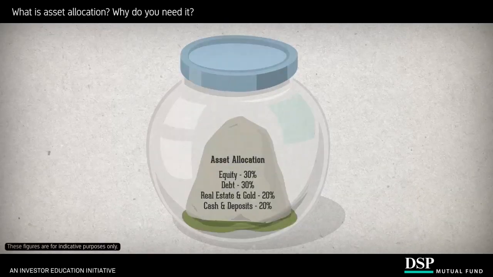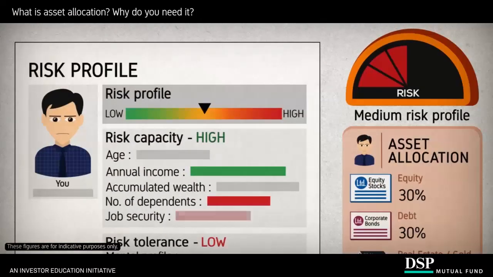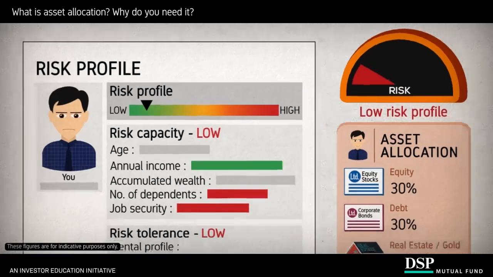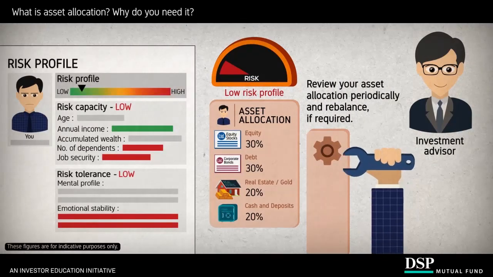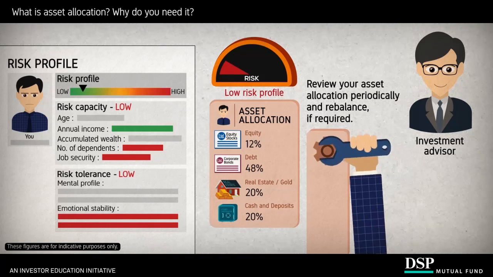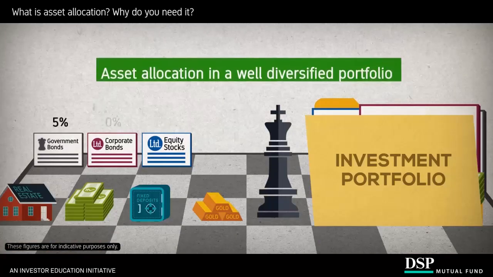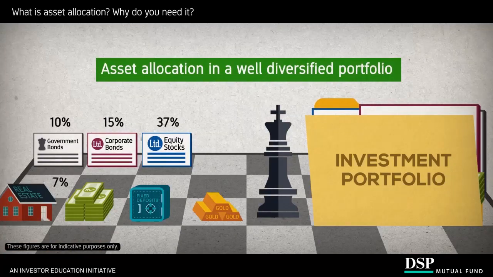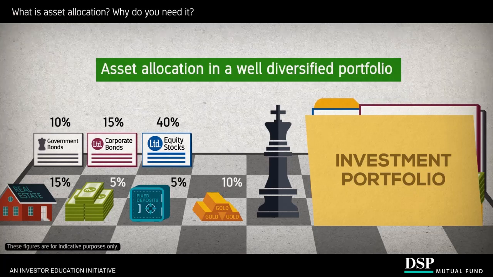Remember, your asset allocation pattern is not cast in stone. It could change with a change in your risk profile, a change in your income and expenditure pattern, changes in financial commitments, life stage, etc. Which is why you must review your asset allocation periodically in consultation with your investment advisor and rebalance if required. In conclusion, a well-diversified portfolio needs an asset allocation pattern that optimizes your portfolio's risk-return characteristics.